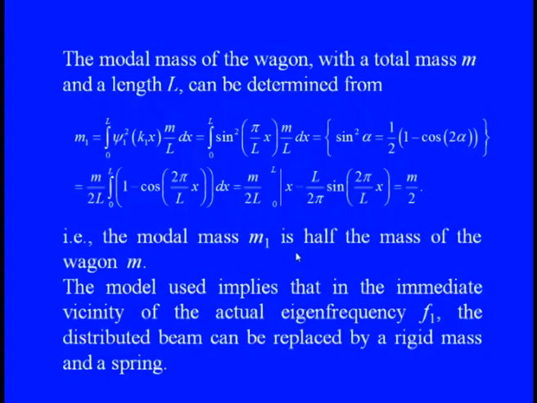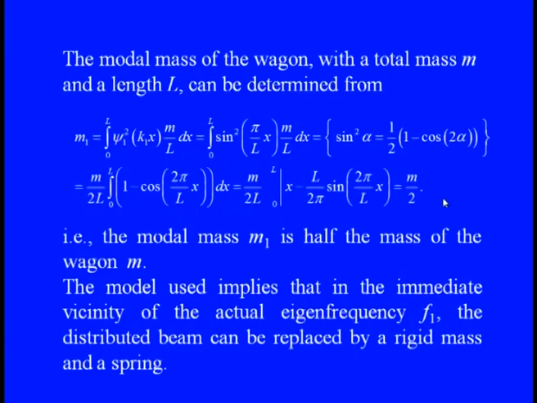So we can say it is the integration from 0 to L of 1 minus cos of 2 pi x by capital L into dx. And when we are integrating this and putting in the limiting values 0 to L, we know that this m1, the modal mass of the wagon, is nothing but equal to m by 2. So we can say the modal mass of the wagon m1 is half of the mass of the total wagon part.